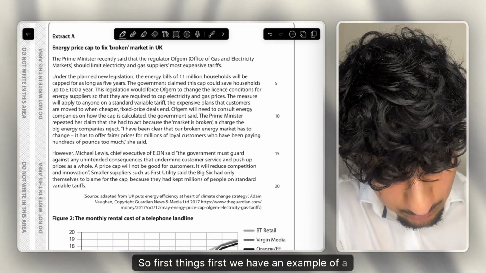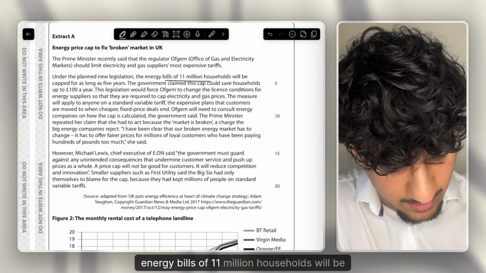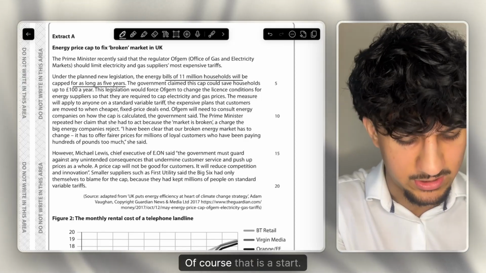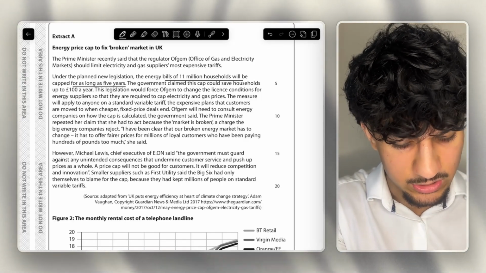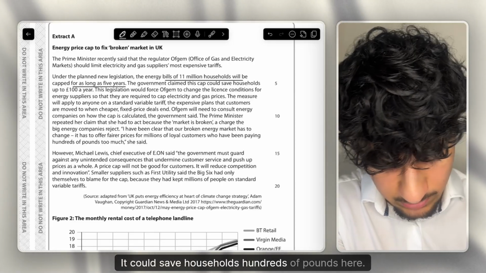So first things first, we have an example of a positive statement. It says the energy bills of 11 million households will be capped for as long as 5 years. Of course, that is a stat, that is a figure, that's something you can test. So of course that would be a positive statement. Claim it could save households hundreds of pounds a year.